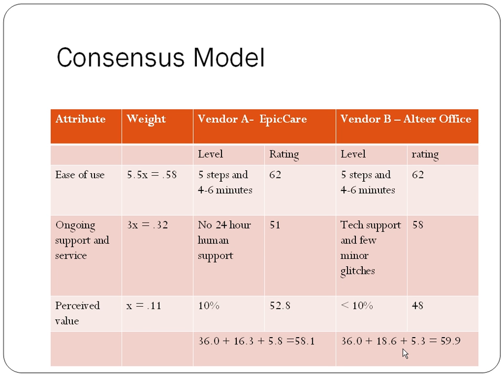In the final step, the analysts compared these ratings and weights to published performance ratings of Vendor A and Vendor B. The scoring is done by first assigning each vendor to one of the levels of the attributes. Here we see that vendors A and B are being evaluated based on the 3 attributes: ease of use, ongoing support and service, and perceived value.